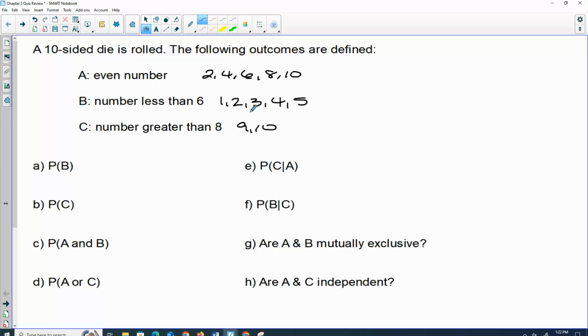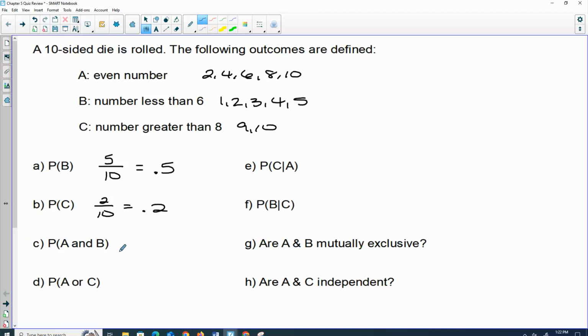So how many numbers are in set B? 5. If we have a 10-sided die, how many options are there? 10. So 5 out of the 10 or 0.5. The probability of C. So how many options are in C? 2 out of 10. Two out of 10 is 0.2.